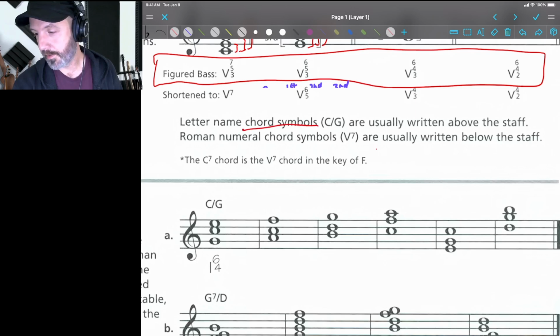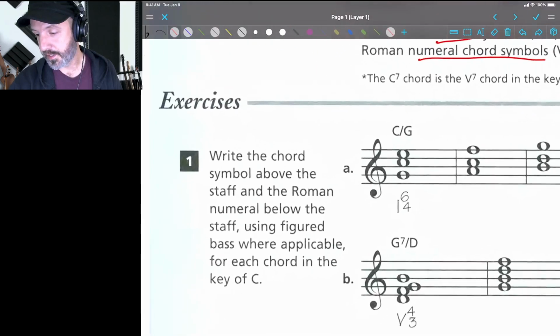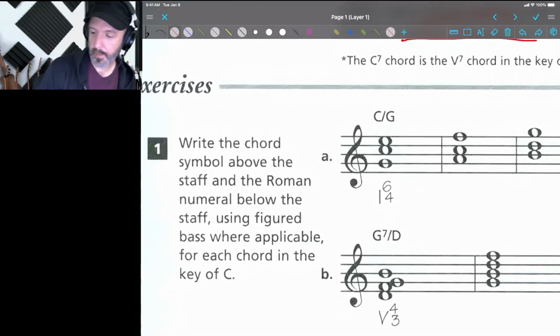Chord symbols are written above the staff. Numeral symbols are written below the staff, like so. Now, this is where it's good that we're doing an open notebook test. I do not expect you to memorize this stuff.